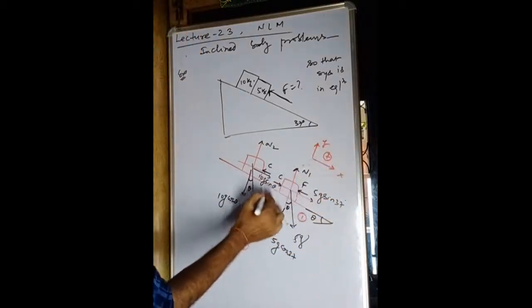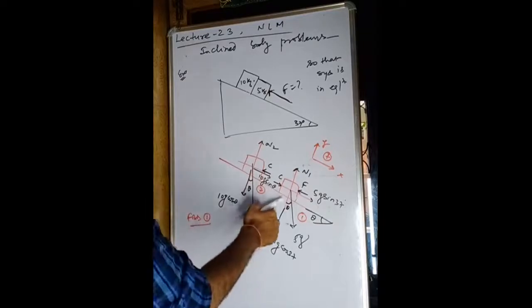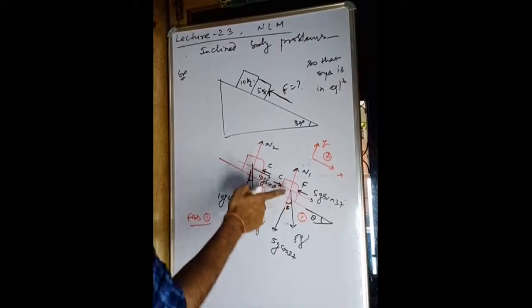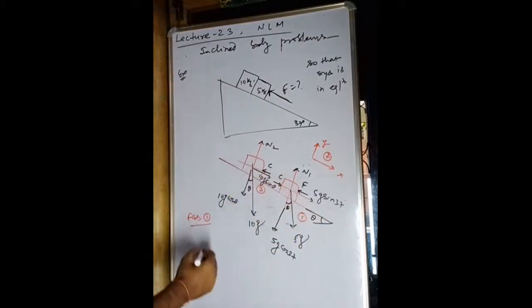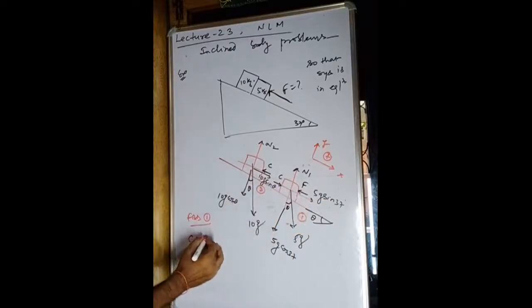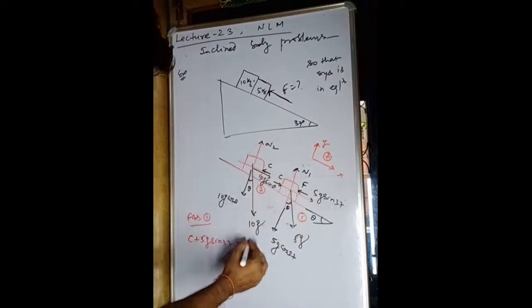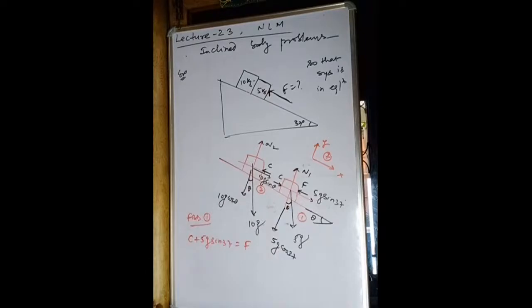Suppose this is free body diagram 1 and free body diagram 2. FBD 1, I am going to write the equations. Free body diagram 1 for this one. Here the forces in this direction are positive. So C plus 5z sine 37 equals how many forces in this direction? It is F. Alright, this is along which axis? Along the x-axis.